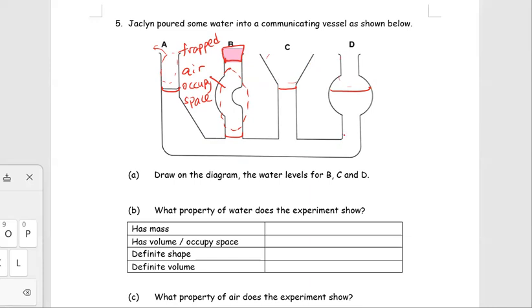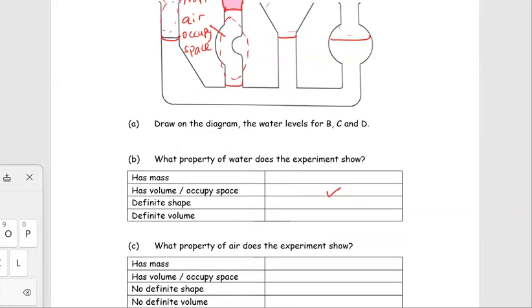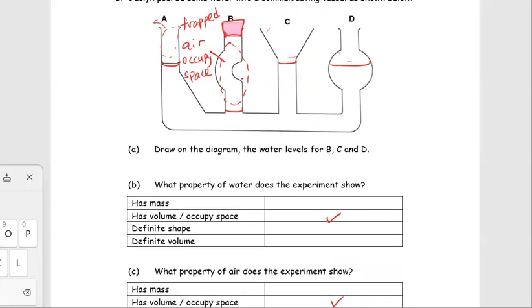All right. So which property of water does the experiment show? The experiment shows that water has volume. The water occupies space. That's why when the air is there, water cannot go in, because water needs space as well, right? And what property of air does the experiment show? It also shows that air occupies space. Water cannot go in because the air is already occupying the space in B, so there's no more space for water to go in.